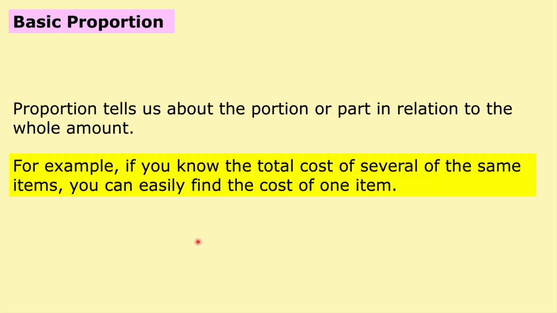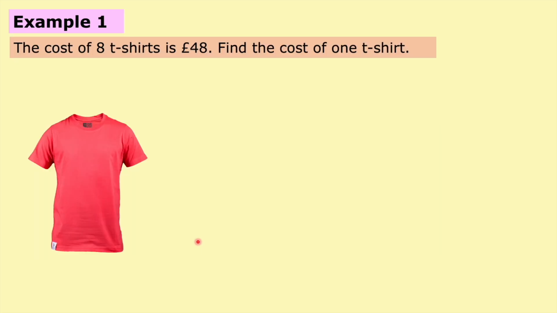Another example, if you know the total cost of several of the same items, for instance all those packets of crisps, you can easily find out what the cost of only one item is. And we're going to figure out how to do that. So our first example: the cost of 8 t-shirts is £48. Find the cost of only one t-shirt.